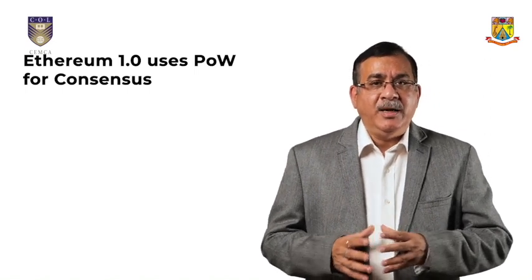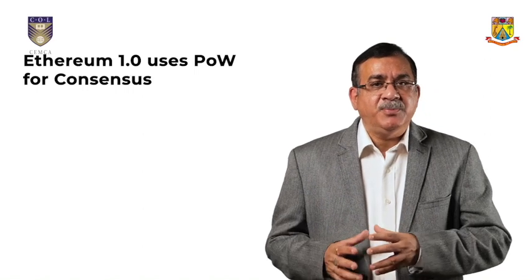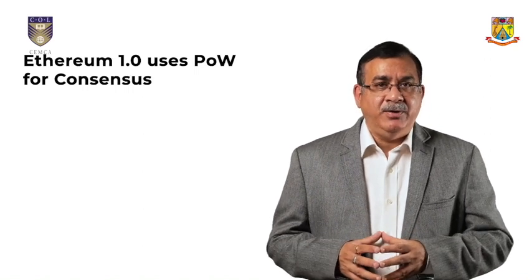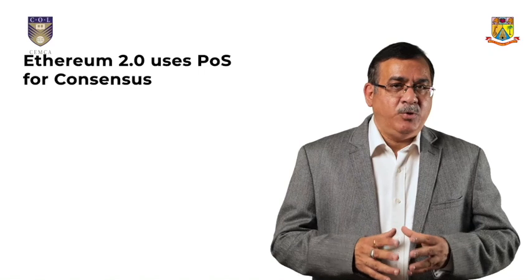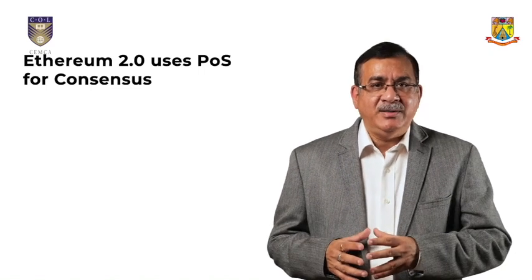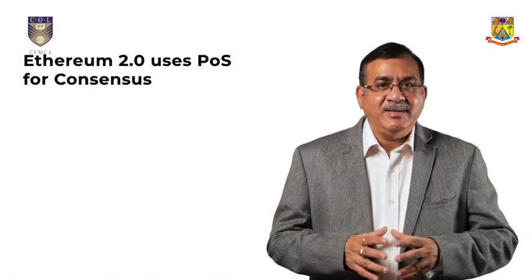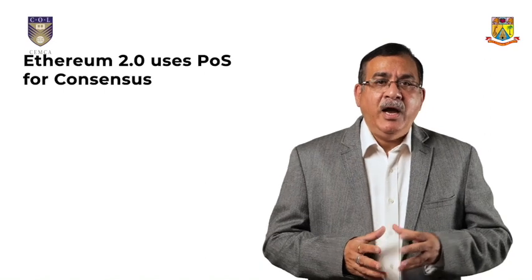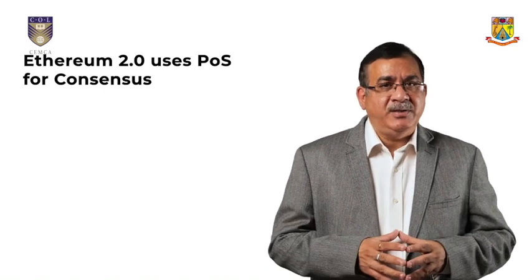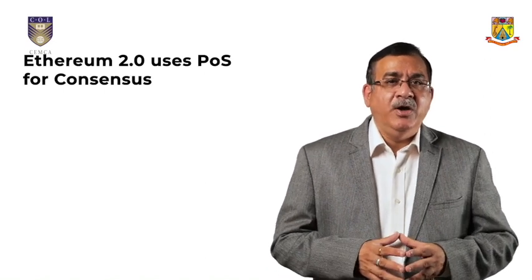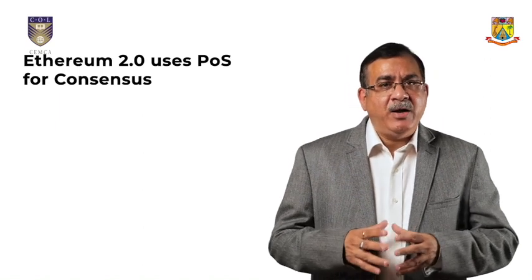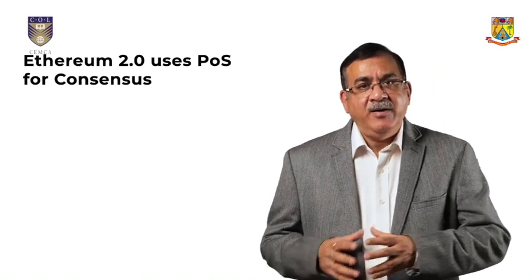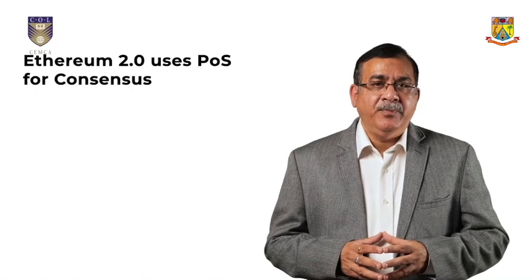Important to note that the version of Ethereum that uses POW is Ethereum 1.0. A newer version, Ethereum 2.0, is already released that uses proof of stake as the consensus mechanism. It may take anywhere close to 3 years, that is until 2024, for Ethereum 2.0 to be adopted at levels where Ethereum 1.0 is today.